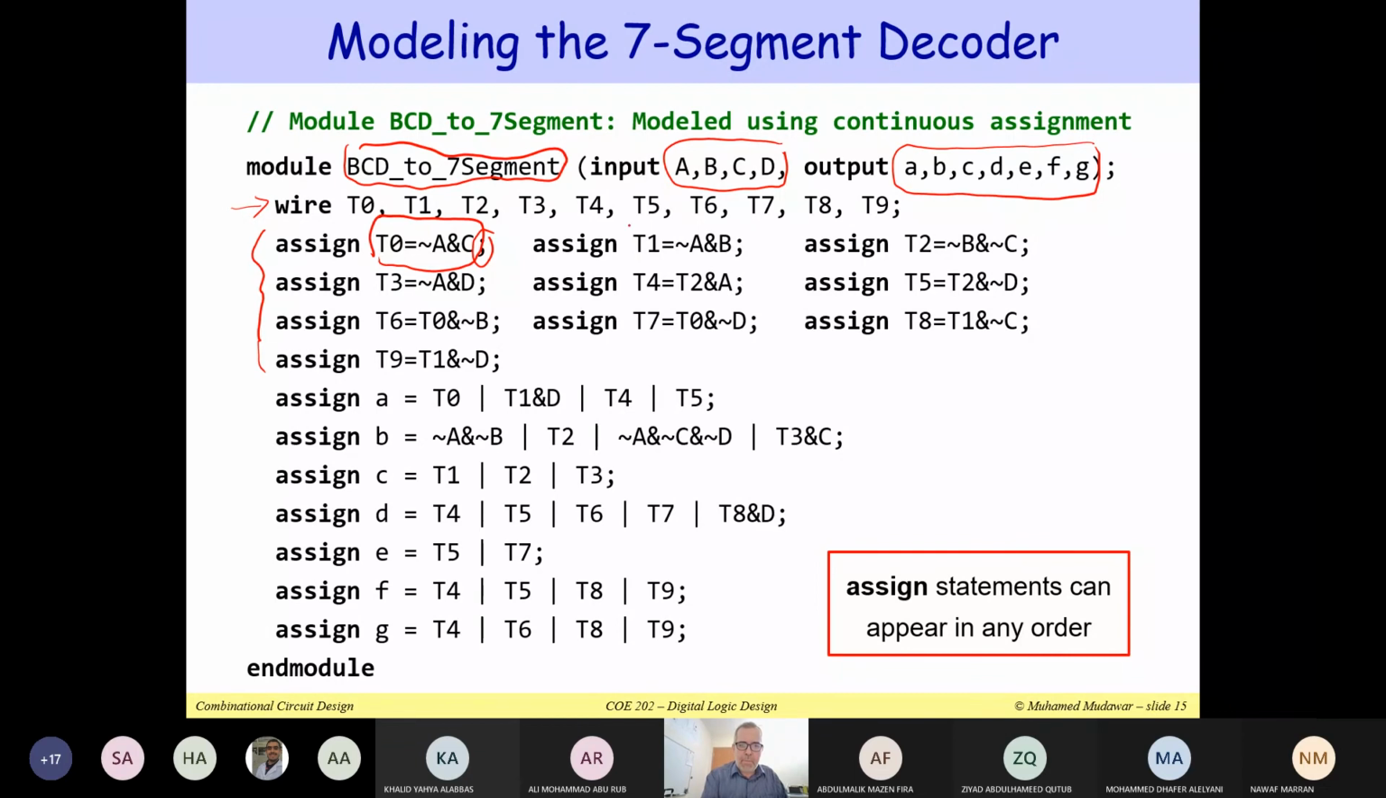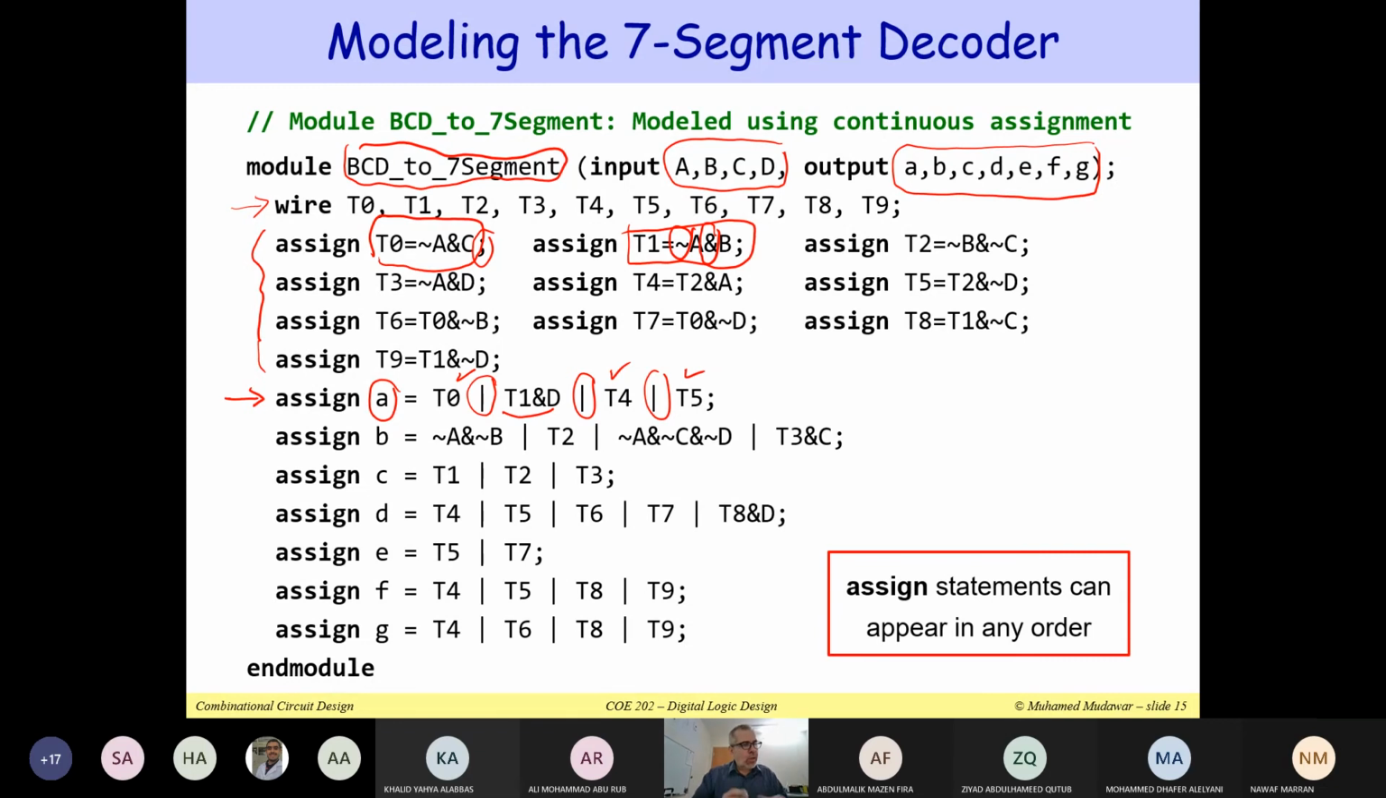T1 will be A prime and B. So not A and B. Notice the not operator. Notice the and operator. And so on. Then we have to assign to the outputs. Again, continuous assignment. So A here, this is output A. It will be T0, or that's the or, T1 and D, or T4, or T5.